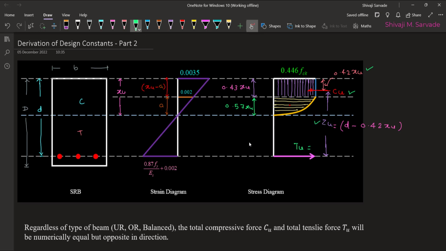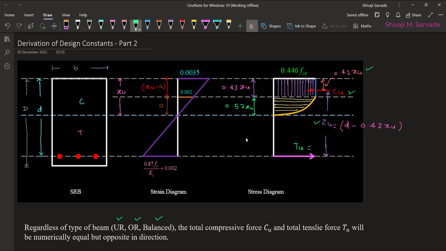Now regardless of the type of the section, which is under reinforced, over reinforced or balanced, which we will subsequently see in much greater depth, for the time being just understand there are three types of section. One is called the under reinforced section, the other is called the over reinforced section, and the third one is called the balanced section. Regardless of the type of the beam, Cu and Tu, that is total compressive force and total tensile force, will be numerically equal but exactly opposite in the direction.